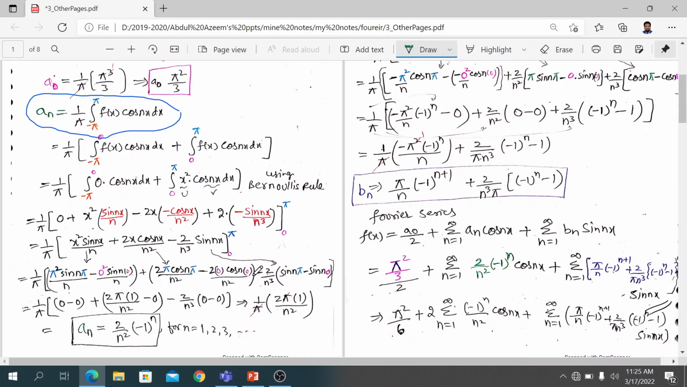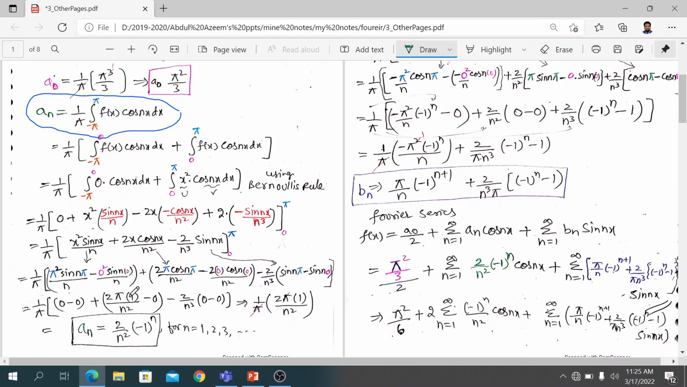Now apply the limit, upper limit minus lower limit for each and every individual term. So here pi square sin n pi by n minus 0 square sin n 0 by n for this. Now plus 2 x means pi, so 2 pi cos n pi by n square minus 2 into 0 cos n into 0 by n square. Next, minus 2 by n cube, sin n pi minus sin n 0. Since sin n pi we know is 0, this is 0. 0 into something is 0. 2 pi cos n pi, whose value we know is minus 1.